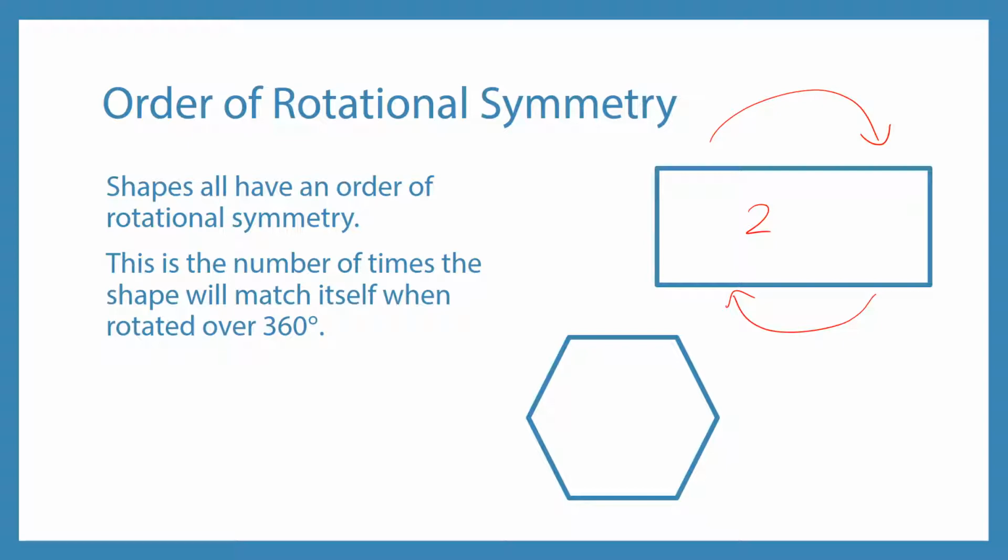With the hexagon, we're going to rotate it and we'll count how many times it matches. And do note that the last time, when it sits back to where it originally was, we do count that. So every shape is going to at least match itself when it began, so have an order of rotational symmetry of 1. So let's count this one. 1, 2, 3, 4, 5, 6. So this shape here has an order of rotational symmetry of 6.